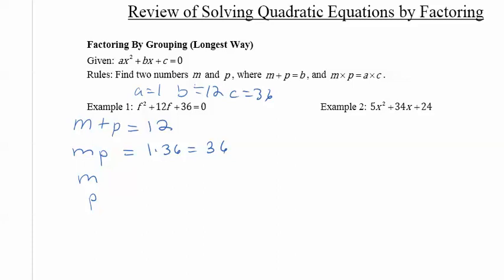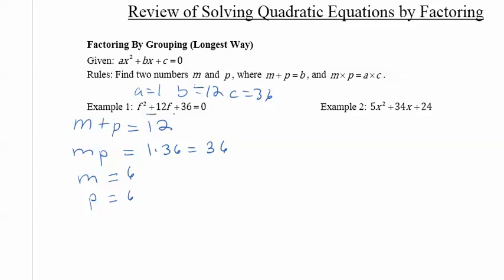Are there any other factors of 36? 9 and 4? No, 9 plus 4 won't give me 12, so that one can't work. And of course, 1 and 36, even if I added a negative and a positive, that still wouldn't give me a 12 in the middle. So my numbers have to be 6 and 6, a positive 6 and a positive 6.